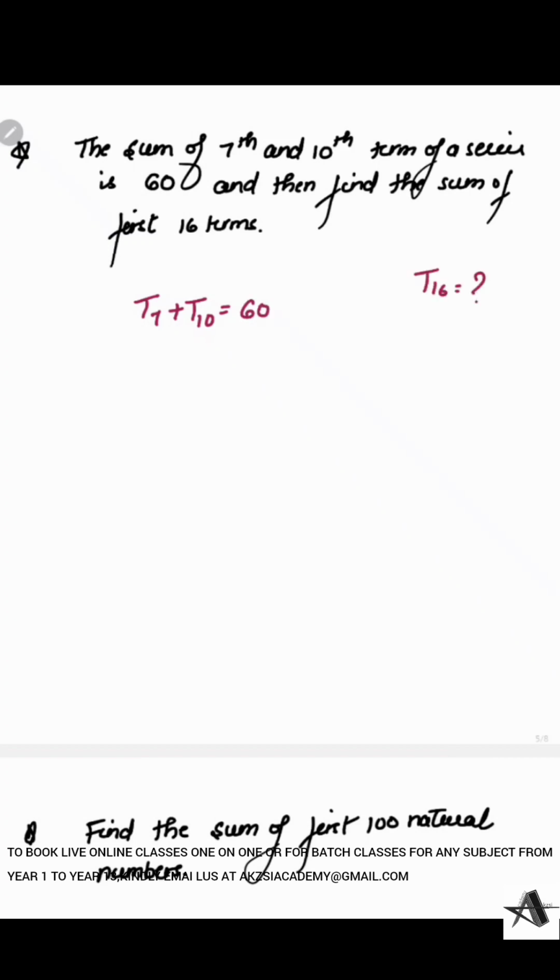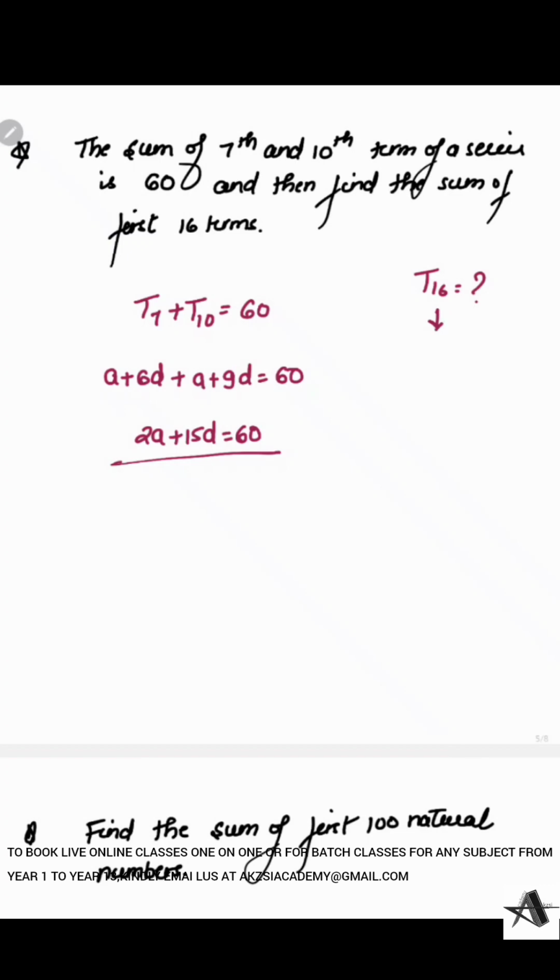Now putting in the formula, the 7th term of an arithmetic progression is, it's not written here, it's missing. They're actually talking about the arithmetic series. A plus (7 minus 1), 6d, plus the 10th term, which is a plus (10 minus 1)d, which is a plus 9d, is equal to 60. If you add it, it will give you 2a plus 15d is equal to 60.